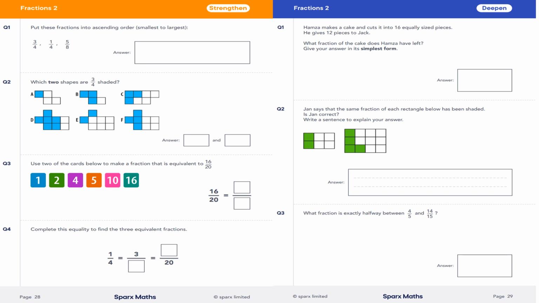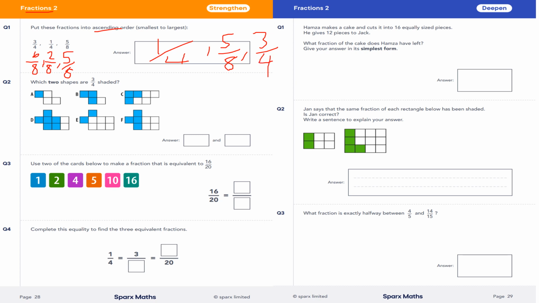So step 1, put these fractions in ascending order. Ascending means smallest to biggest, smallest to largest. Look at the strengthening section, fractions 2. So step 1, put them all over common denominators. So times that by 2, so I get 6/8. A quarter is equal to 2/8. Times top and bottom by 2, and I've got 5/8. Now I can come over to the order of size, because I've got the same denominators. It'd be 1/4, then 5/8. So I made that a bit big there. And then we've got 3/4.